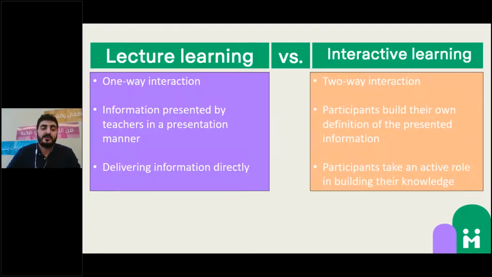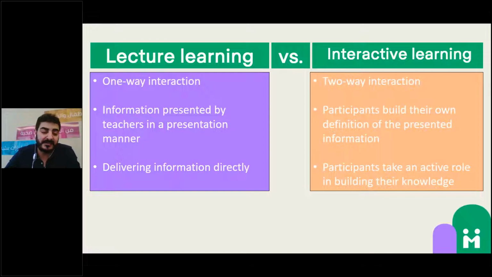And that's why we use the interactive learning style, because I will show you how the interactive learning style looks versus the lecture learning style. The lecture learning style is a one-way interaction. However, in interactive learning, it is two-way interaction. In lecture learning, information is presented by the teachers in a presentation manner. In the interactive learning style, participants build their own definition of the presented information. The delivery of the information is direct in the lecture style. However, in interactive learning, the participants take an active role in building their knowledge.